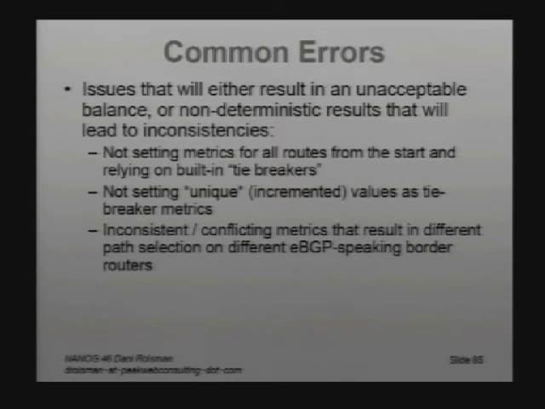Some common errors when configuring the system. These are some errors that are going to result in unacceptable balance or non-deterministic results, and they're going to lead to an inconsistent traffic balancing scheme. If you're not setting metrics for all your routes from the start, you're relying upon those built-in tiebreakers at the very end: oldest route, lowest IP, highest IP, phase of the moon. Other problems are if you're not setting unique, incrementing values, meaning you're not going to set a metric of 100 over here and a metric of 100 over there. You're going to want to make sure one is a 100 or a 200 or 300, 1,000, 2,000, 3,000, whatnot. You want incrementing values.